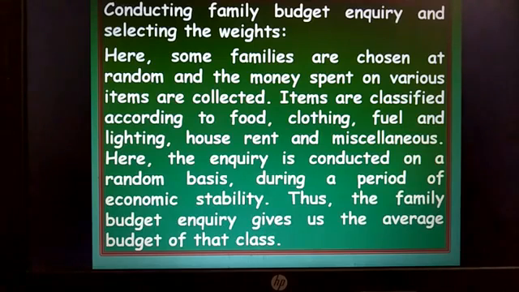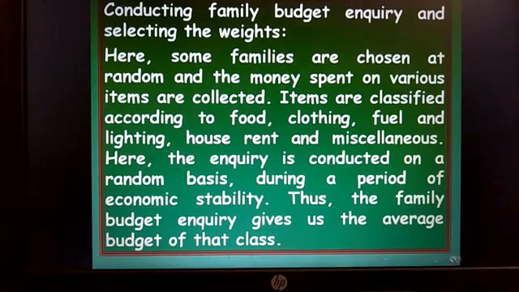Because of all these natural calamities or any such pandemics, there will be huge difference in their budgets. It will be altered the usual pattern. That's why such period should not be used for conducting family budget inquiry.